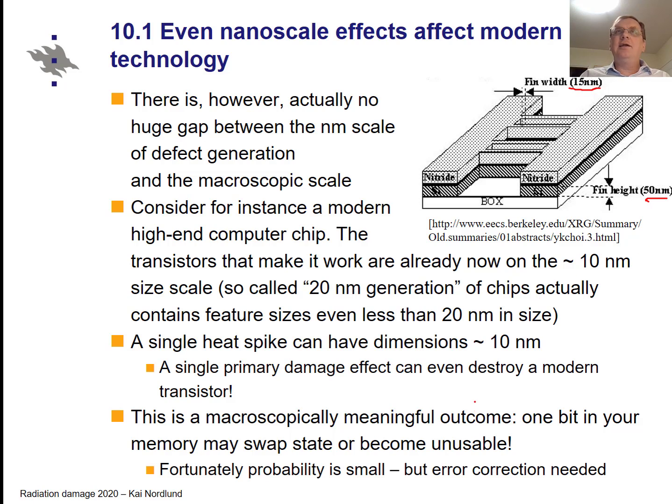And now this starts to relate to what you learned earlier in this course, because I showed you a number of heat spikes and collision cascades and showed that the typical collision cascade dimension can easily be of the order of 10 nanometers. So now you can easily imagine that if this is the active part of the transistor, if you happen to have a heavy, strong collision cascade right here, it will affect more or less the entire feature here. And if you have a collision cascade in the full active feature, it's easy to imagine that it may break. And fortunately, the probability is small.